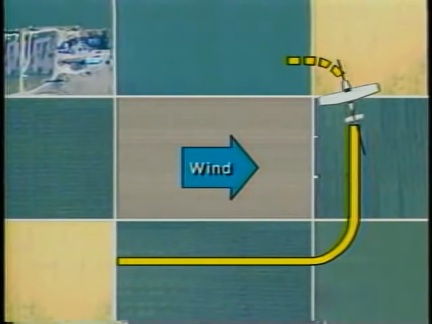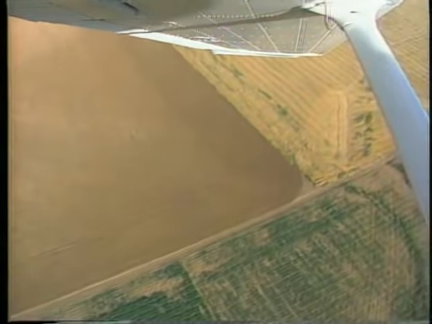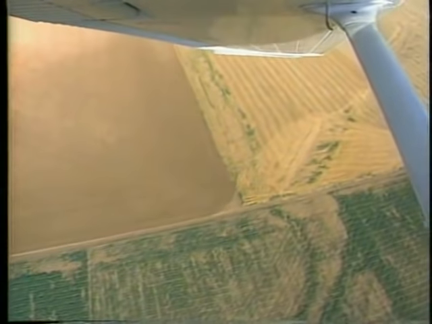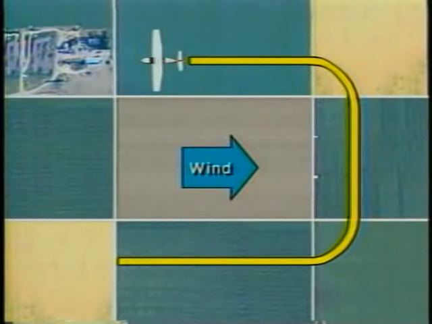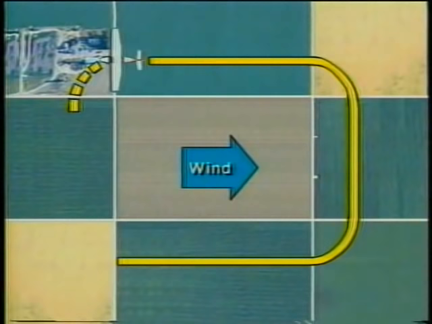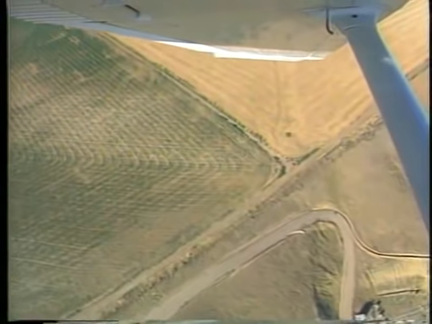During the turn, your ground speed slows as you head into the wind. Therefore, the angle of bank gradually decreases. This leg is flown directly into the wind, so no crab angle is required, and your ground speed is slow. During the turn to the next leg, your ground speed gradually increases. This means the angle of bank must increase to maintain a constant distance from the field.